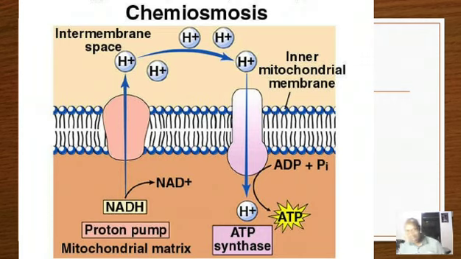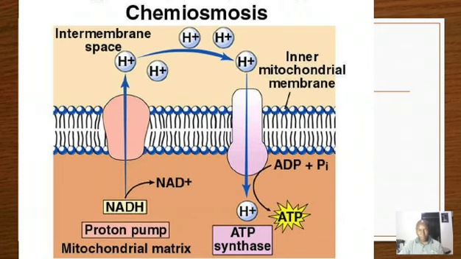When the protons reach the matrix of the mitochondrion, they recombine with the electrons, forming hydrogen atoms that combine with oxygen, leading to formation of water. So that is the chemiosmotic synthesis of ATP, showing ATP being formed within the chemiosmotic channels as a result of protons diffusing from the intermembrane space back to the matrix of the mitochondrion.